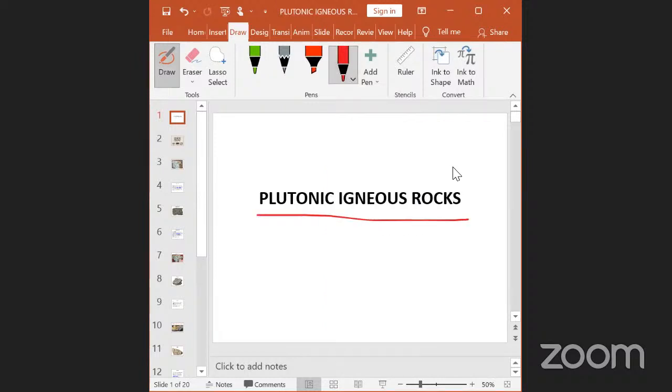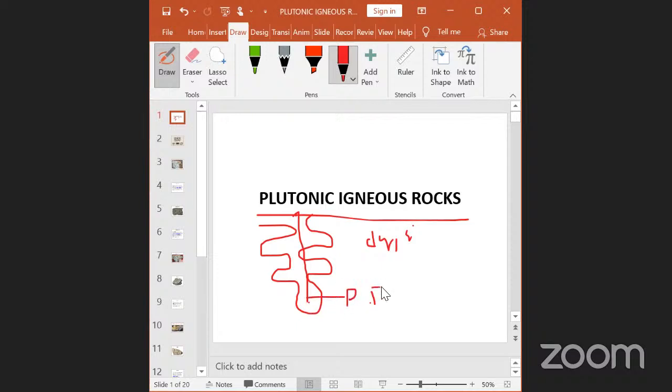Plutonic igneous rocks. So, what are the plutonic igneous rocks? I already told you in yesterday's class. This is the magma chamber. When magma never reaches the earth's surface and cools to form intrusions, what are the intrusions? Those are dikes and sills. The resulting rocks are called plutonic rocks. So these are the plutonic igneous rocks.